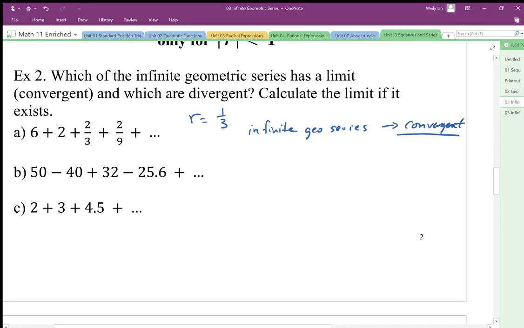This one here, my r value, if I divide the consecutive terms, is negative 0.8. Well, again, that is an infinite geometric series where the absolute value of my common ratio is less than 1. So again, this is an infinite geometric series. Now I need to make sure that it is geometric. So again, this is convergent.